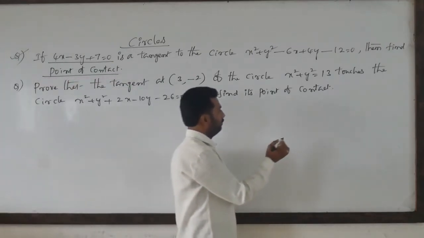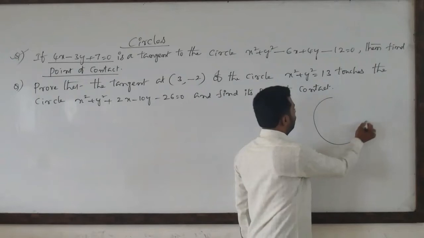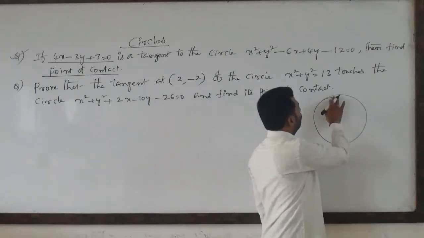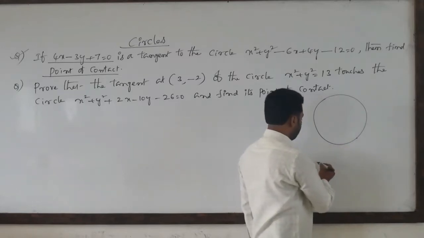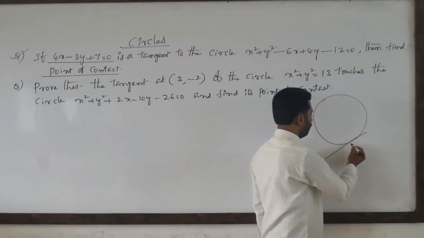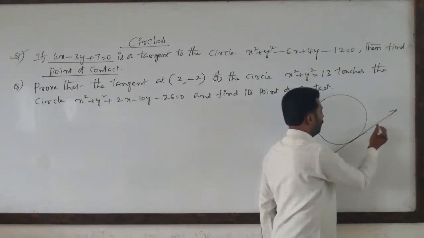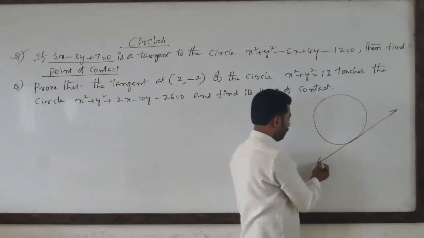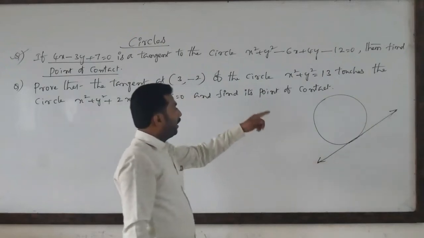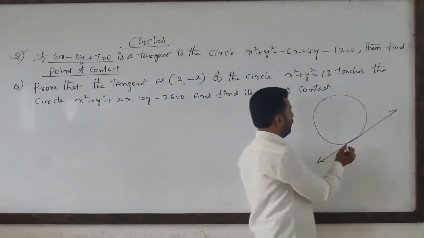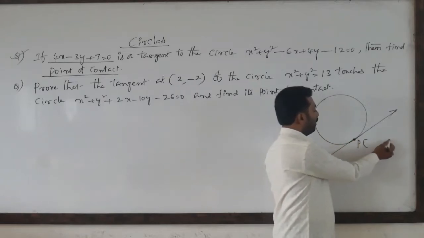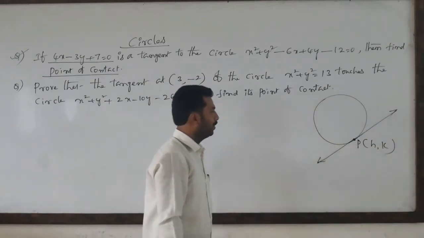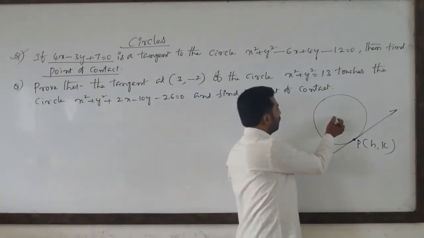You see here, this is a circle. So one line is there. This is the line tangent to the circle. Tangent means it will meet the circle at one point, that is the point of contact, which we have to assume as h comma k. So, the center of the circle.